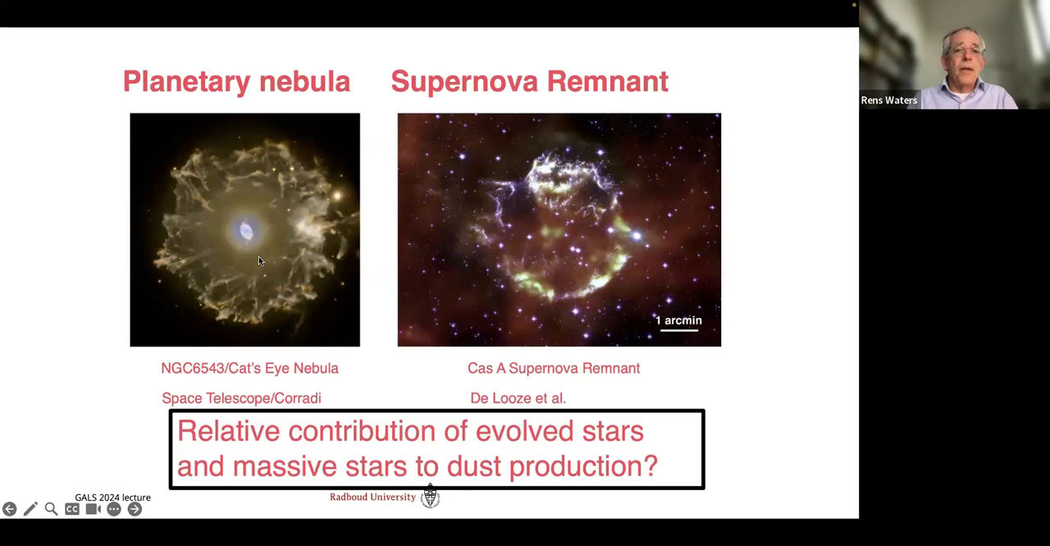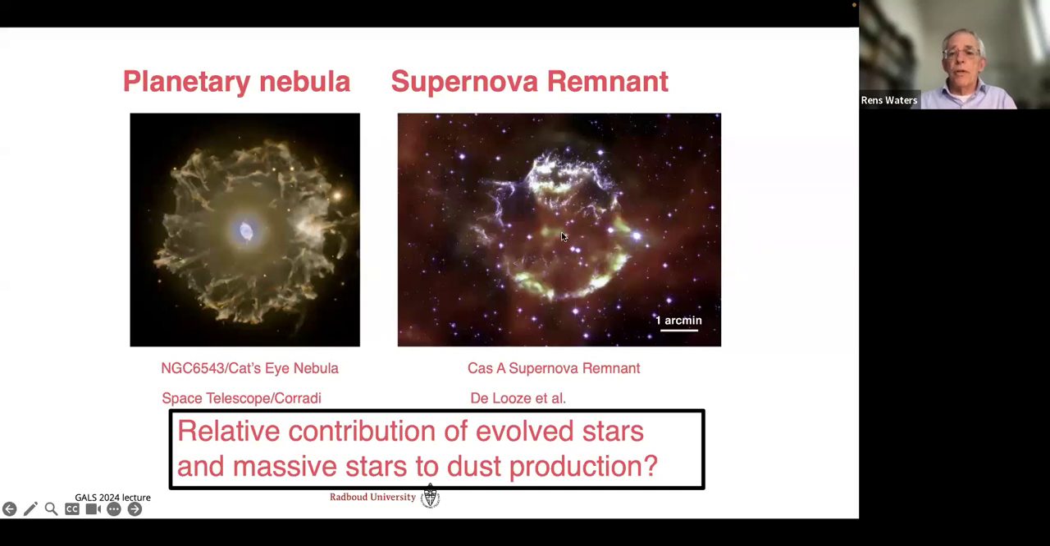As I said, there are two main sources of stardust. One is these red giants, and here you see a picture of a planetary nebula, which is the end phase of the evolution of a red giant star. You can see all this debris has been ejected over hundreds and thousands of years, because this is a very large scale image. In fact, a very famous planetary nebula called the Cat's Eye Nebula. And here you see Cassiopeia A, a supernova remnant, which is the other type of stardust source that is very likely important, produced during supernova explosions.